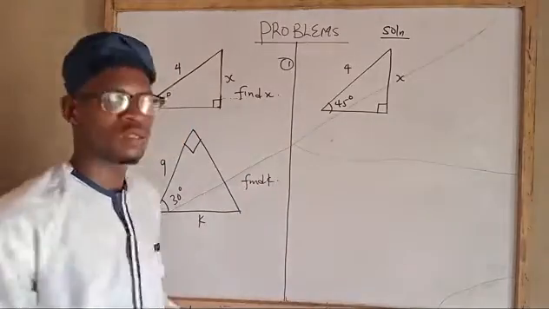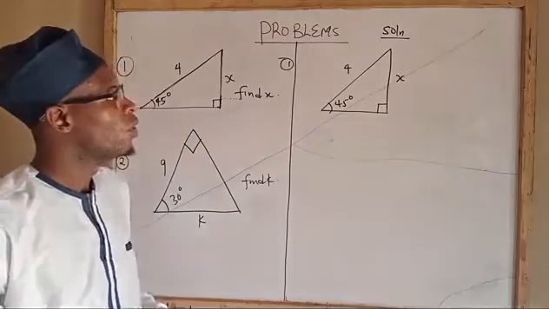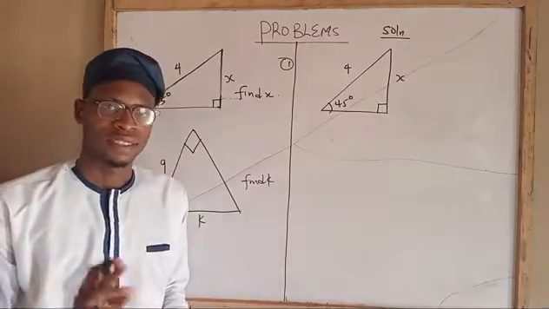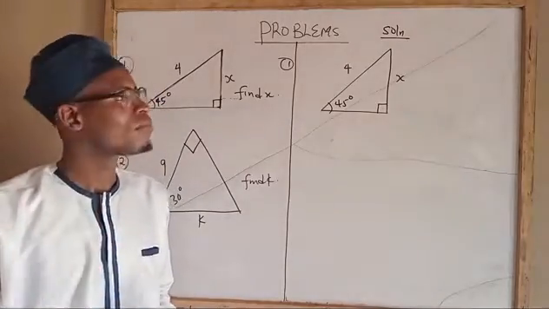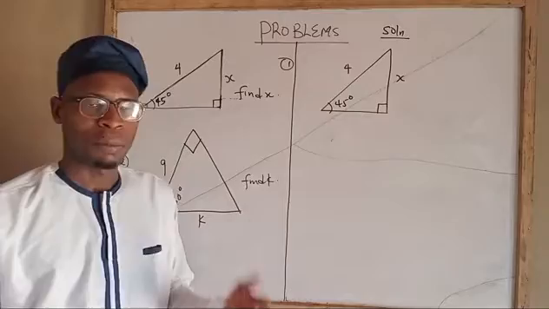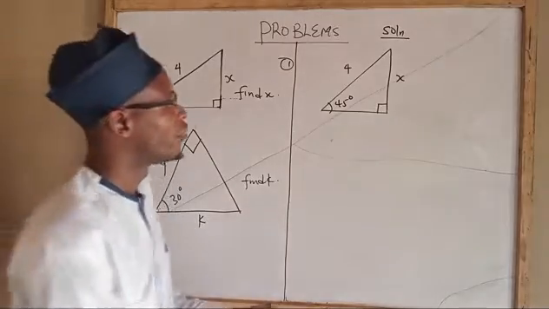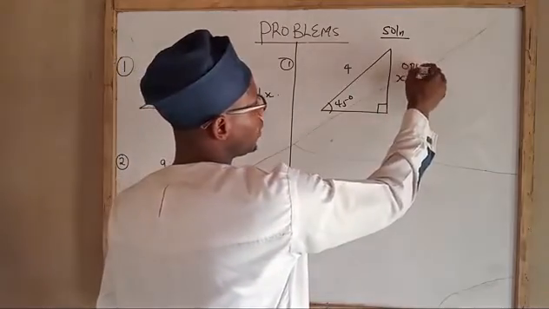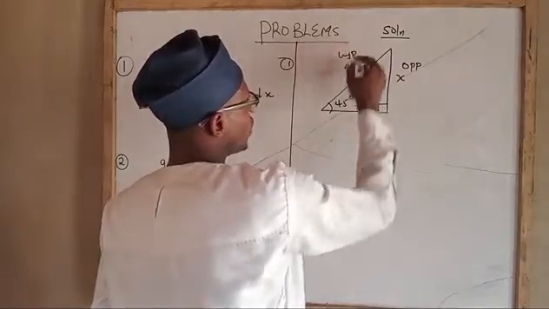For us to be able to solve this problem, we need to identify the sides. The sides are number 3: opposite, hypotenuse, and the adjacent. Now from this is my opposite, this is my hypotenuse, and this is my adjacent.